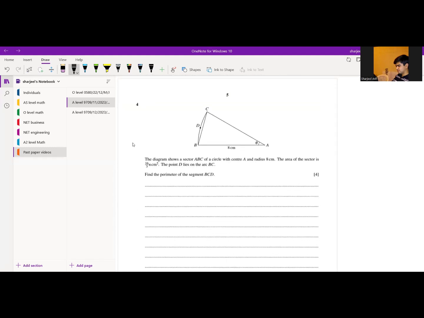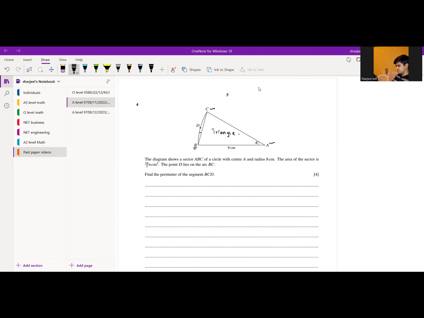We have the diagram showing the sector ABC of a circle with center A and radius 8 centimeters. The area of the sector is 16π/3. Area means this whole part, A, B, and C. This is the area of the whole sector, so it comprises two parts. One is ACD, that's a triangle, and the remaining part is a segment BCD, right? And we have to find the perimeter of this segment BCD.